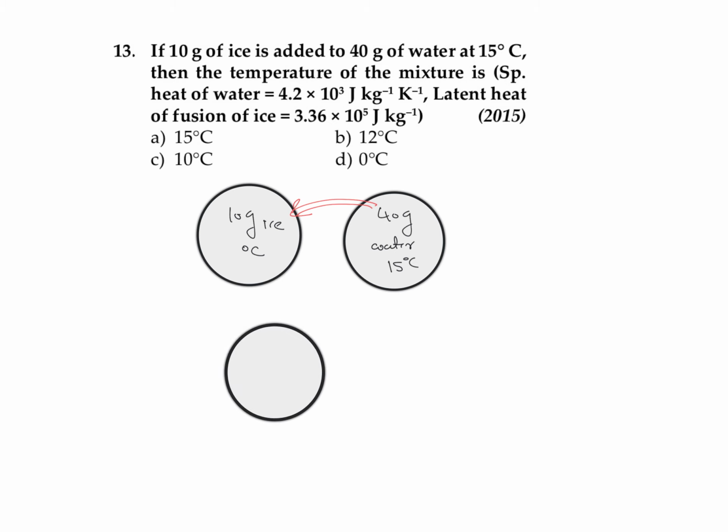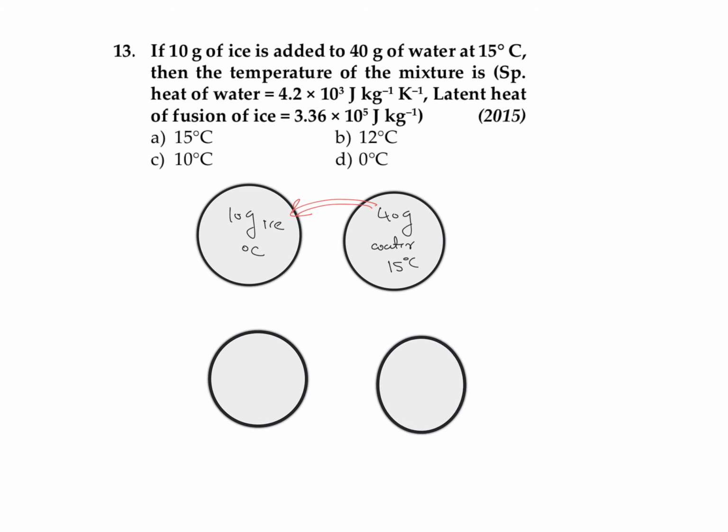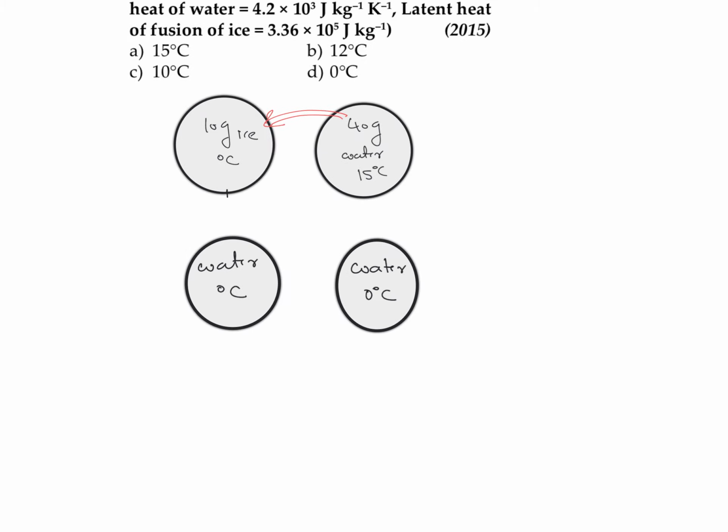Just assume that this ice at 0 degrees Celsius is converted into water at 0 degrees Celsius. So over here we will write the next stage, which is water at 0 degrees Celsius. Likewise, on the right hand side the water is losing heat energy, so there is a possibility that water at 15 may convert into water at 0 degrees Celsius. We don't know which process is going to happen, so we'll assume this situation and then identify which process is going to happen.